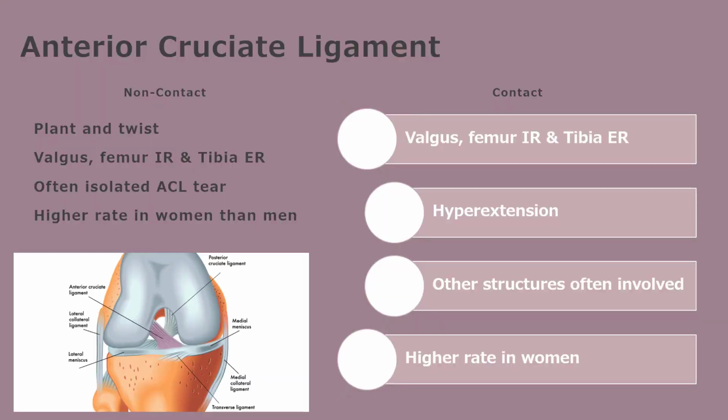Anterior cruciate ligament. Anterior cruciate ligament injuries can have two different mechanisms of injury, either a contact or a non-contact mechanism. Non-contact ACL injuries occur as a result of a plant and a twist, such as getting a cleated foot stuck in turf or grass when changing directions. There is a valgus force typically placed on the knee. The femur internally rotates and the tibia externally rotates. Often this injury results in an isolated ACL tear.